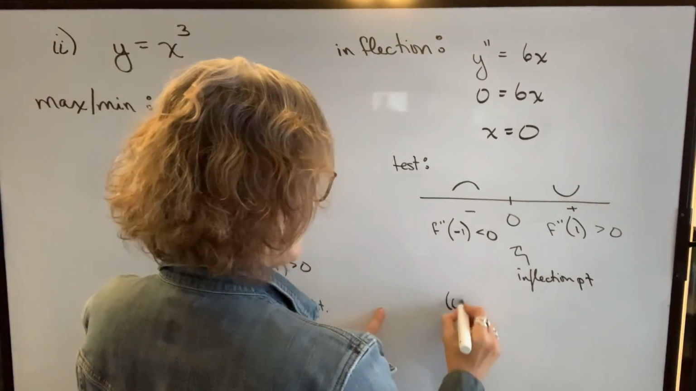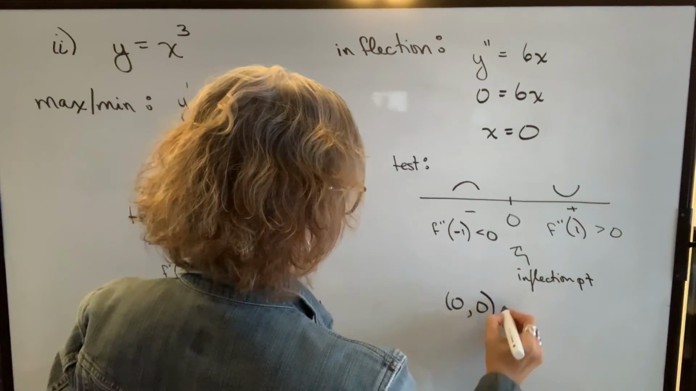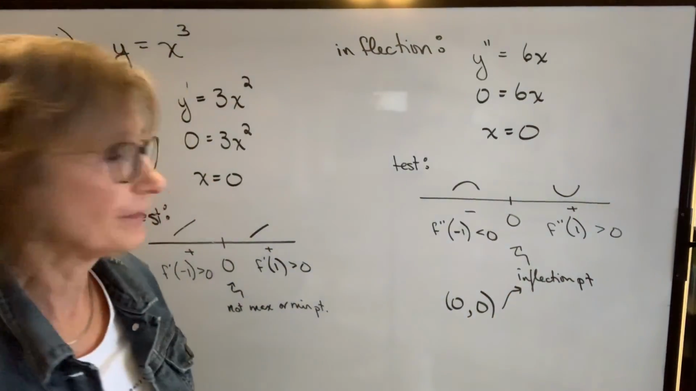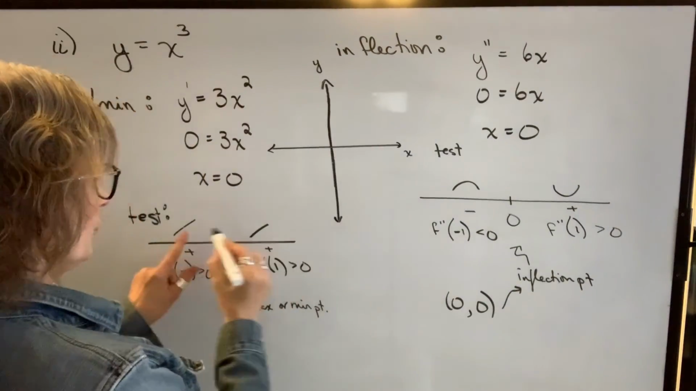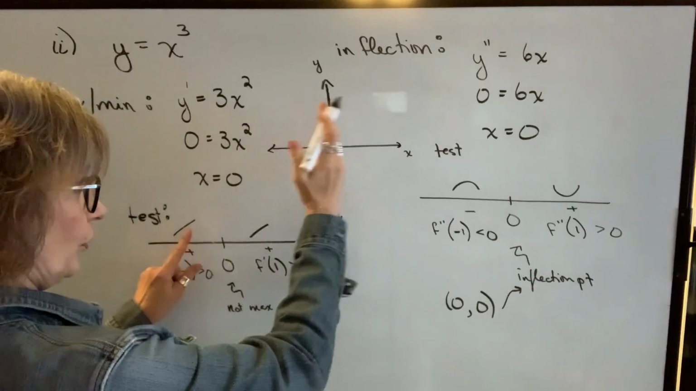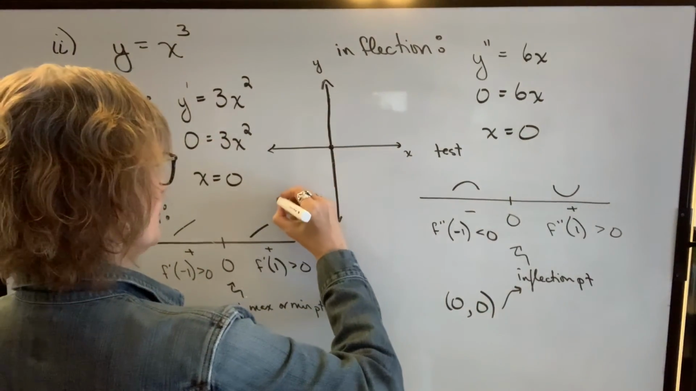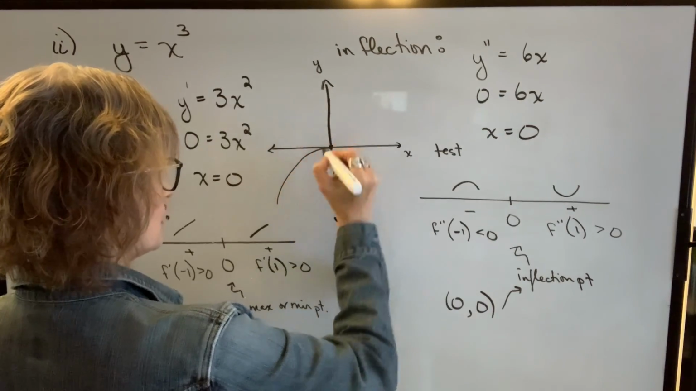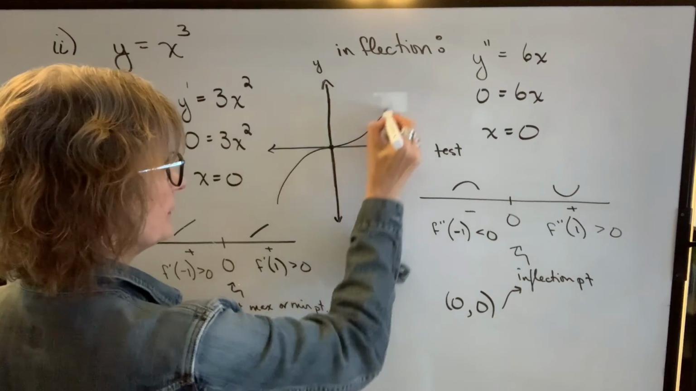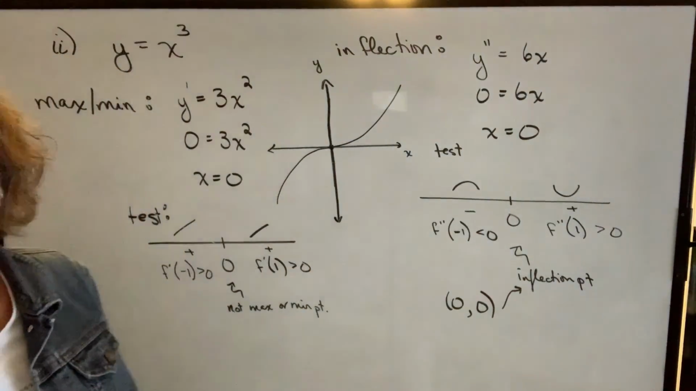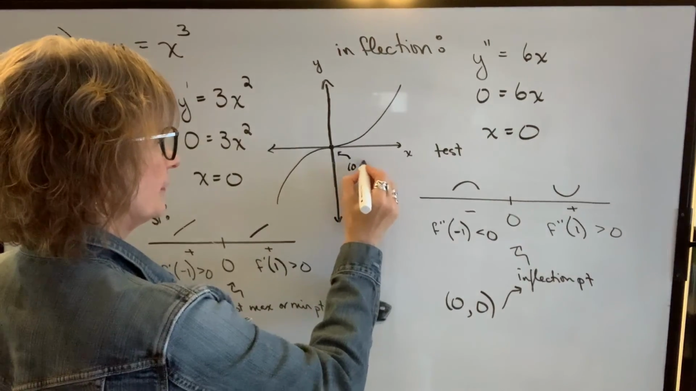So our point will be x equals 0. Go back to the original function. When x is 0, y is 0. So (0, 0) is an inflection point. So if we were to draw the graph of this curve, we know that it's increasing over the whole interval, but it's concave down to the inflection point (0, 0). And then it changes to concave up, but it's still increasing. So that's what that graph would look like. And here is our inflection point.